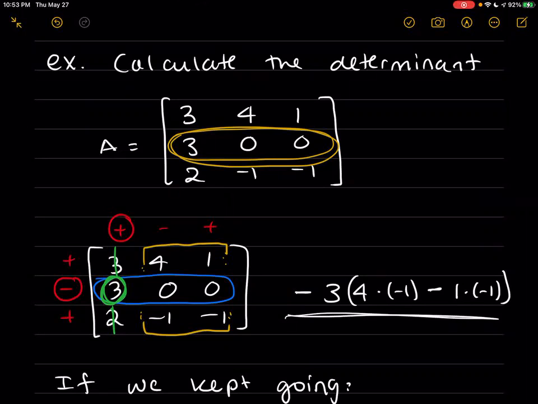Okay, so that was calculating the determinants of 2x2 and 3x3 matrices. Cofactor expansion, it's a little weird, a lot of strange arbitrary rules that don't seem to come from anywhere in particular. But once you get the hang of them, they're fairly easy to implement, at least once you've had a lot of practice, like I have, I suppose.